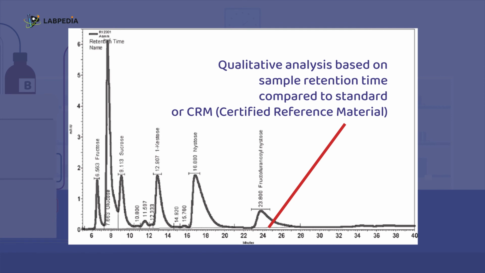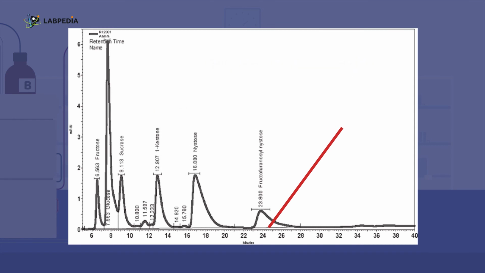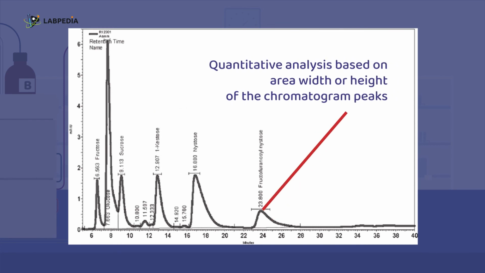Qualitative analysis is based on sample retention time compared to a standard or CRM, certified reference material. Quantitative analysis is based on the area, width or height of the chromatogram peaks.